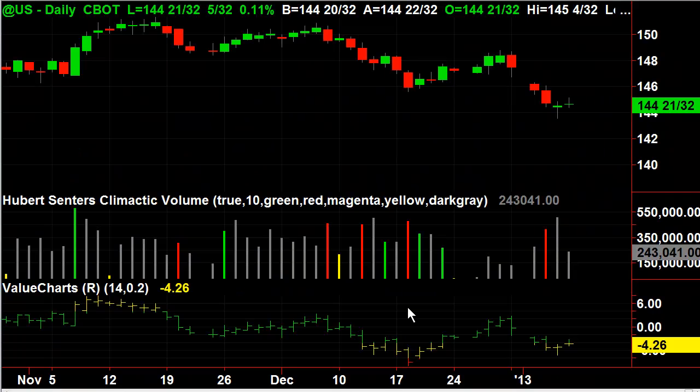Hubert here with Absolute Wealth. Let's take a look at the bond market. So obviously today we had a little bit of a sell-off, but nothing major, nothing real hardcore. And we're going to look at that in just a second.